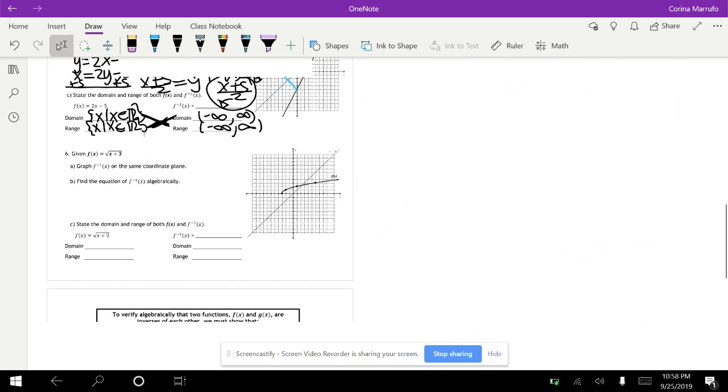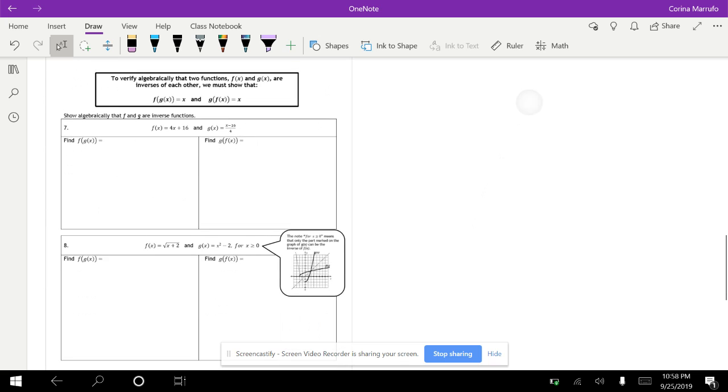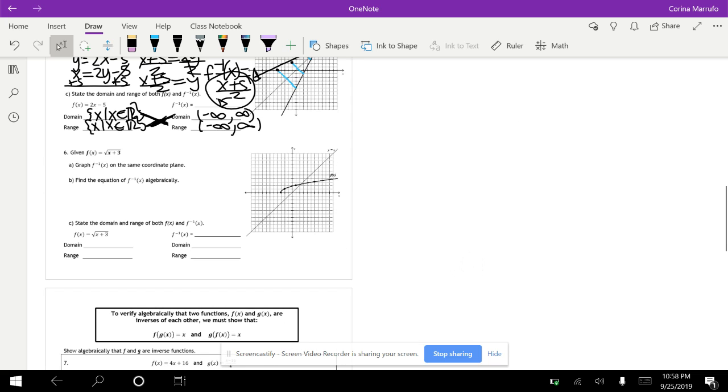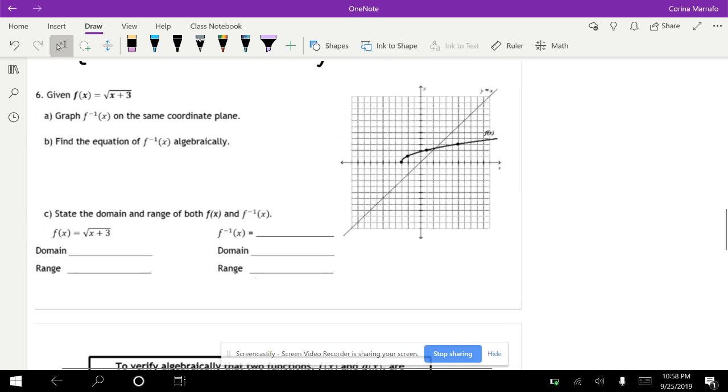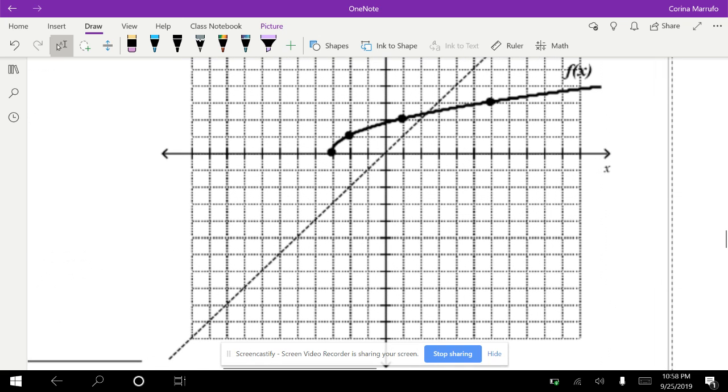All right, the next one says, given f of x equals the square root of x plus 3, graph f inverse of x on the same coordinate plane and find the equation of f inverse of x algebraically. So let's go ahead and work backwards here, looking at the graph. Let's go ahead and graph it.